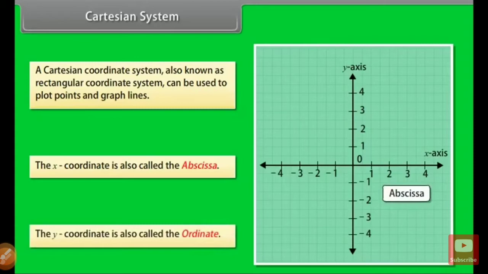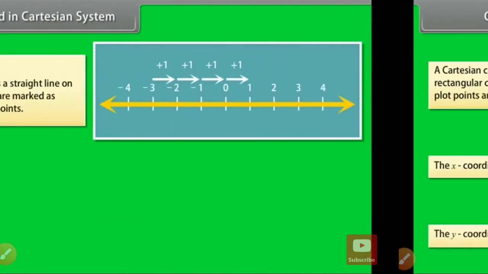You can see on the screen, graph paper is there, and I have drawn the x-axis and y-axis over the graph. The x coordinate is also called the abscissa and the y coordinate is called the ordinate. A group of points are called coordinate points, in which the abscissa comes first, followed by the ordinate.